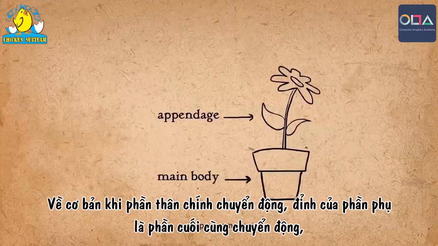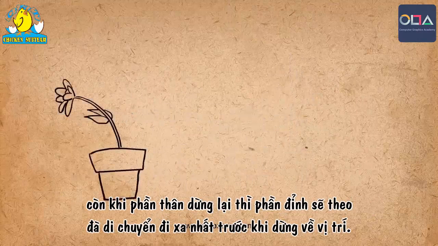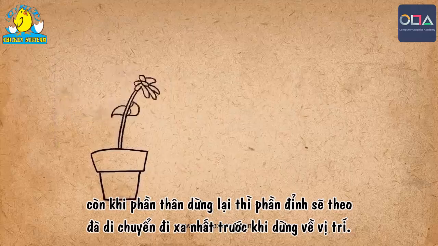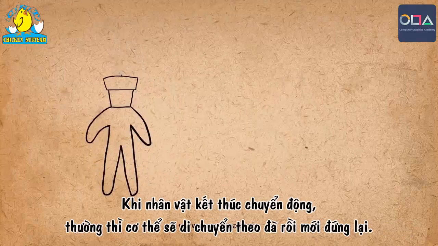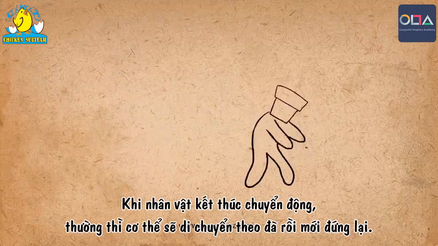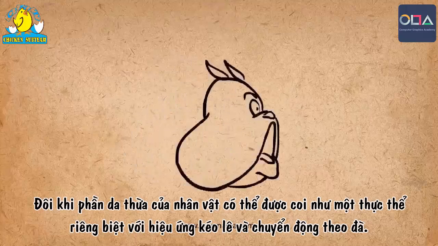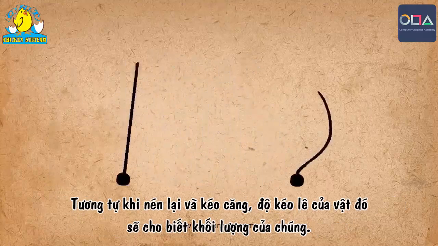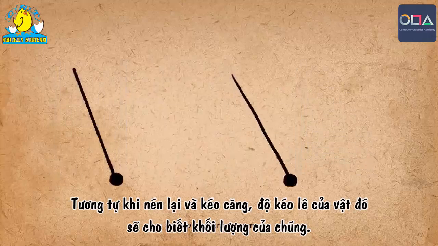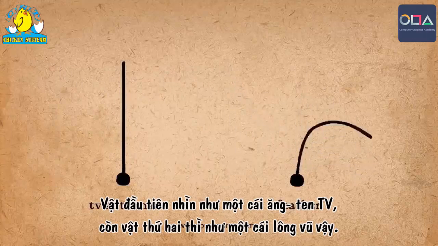Basically, when the main body moves, the tip of the appendage should be the last to catch up, and when the body stops, the tip should follow through the farthest before settling back. This is true of not just appendages, but the whole body as well. When coming to a stop, often the body will follow through and then come back. Just as a character needs to anticipate his jump, he also needs to follow through his land. Sometimes the extra skin on a character can be treated as a separate entity with drag and follow through. Similar to squash and stretch, the amount of drag that you give something says something about its mass. The first one is like a TV antenna, while the second one is like a feather.